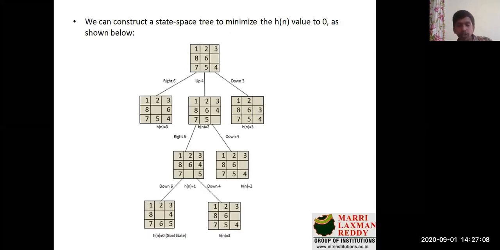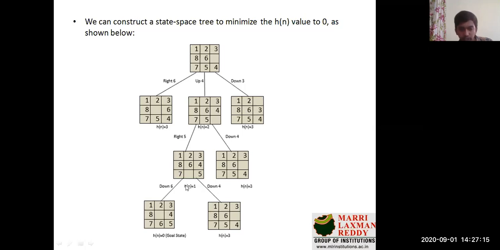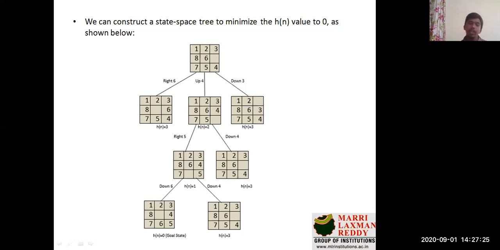If I again compute the h of n values, the right side grid is giving me h of n value as 1, which you can see here, where the pointer is pointing. H of n is equal to 1, and the other is h of n equal to 3. Obviously I need to take the node with the lesser h of n value. Because h of n is equal to 1, if I move only one value down, my goal state will be reached. But again here I have two possibilities. I can move my number 6 downwards, or I can shift a number in a different direction.